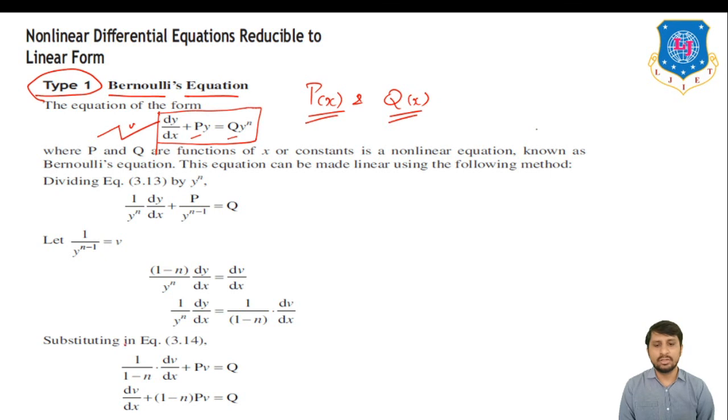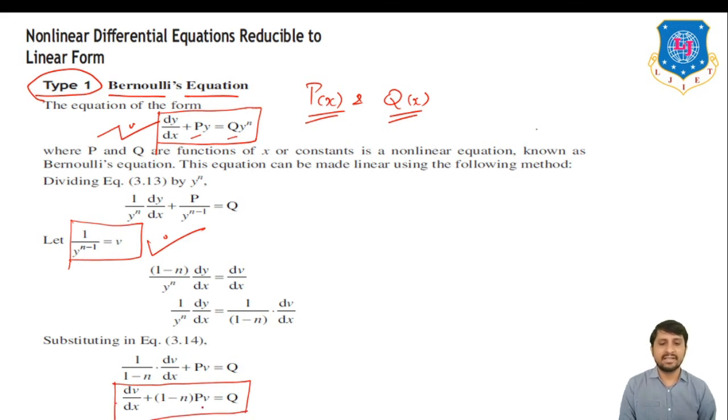Now, if you want to solve this differential equation, first of all we assume v equal to 1 upon y raised to n minus 1. This step is important, and after that, your new linear differential equation is dy by dx plus (1 minus n) into p of y equal to q. These two equations are important. In dy by dx plus p of x into y equal to q of x into y raised to n, the y raised to n is an additional term. Now we first want to convert this Bernoulli differential equation type 1 into a linear differential equation.